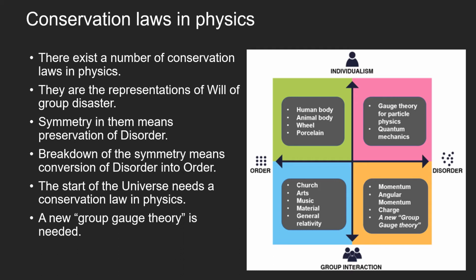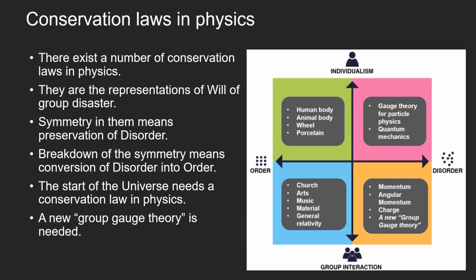There exist a number of conservation laws in physics, such as the energy conservation law, momentum conservation law, angular momentum conservation law, charge conservation law, etc. These conservation laws are the representations of the will of group disaster. Symmetry in them means preservation of disorder. You see on the drawing, all of them are in quadrant 4. The breakdown of the symmetry means conversion of disorder into order.